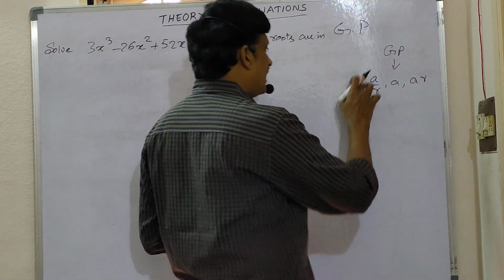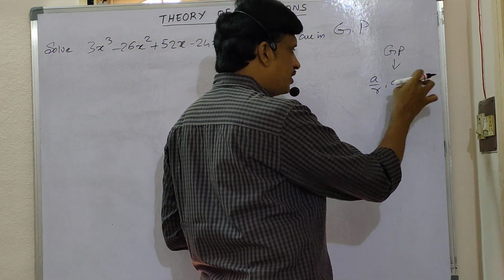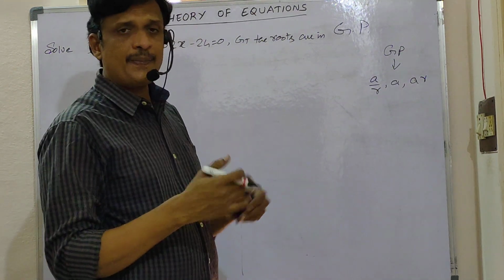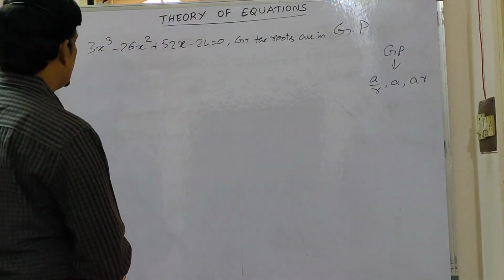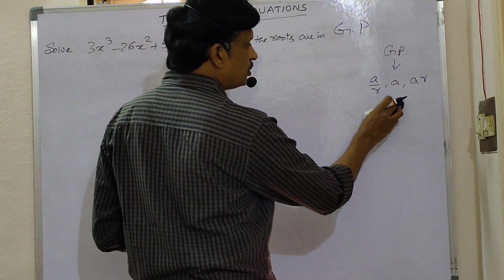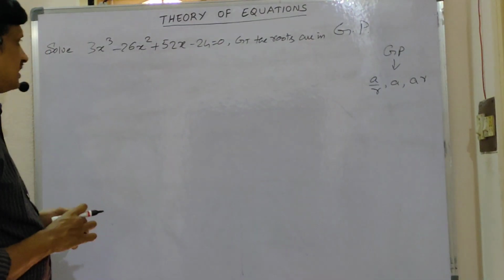Observe the first one. A by R into R gives A. A into R gives AR. Means if you multiply with R, you will get the next one. These are the three roots. Since the roots are in GP, you have to assume the roots like this. Then you will get the solution easily.